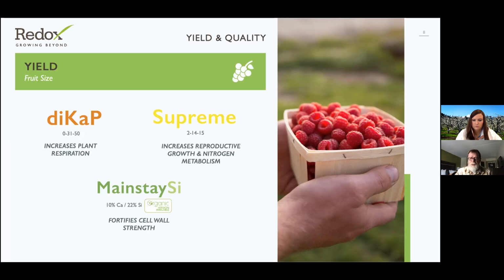Also, Mainstay SI, when we're talking about fruit size and we're talking about improving the quality of the crop, the fortification of those plant cell walls, keeping that plant cell strong and keeping it resistant to outside stresses with pathogens, pest problems and things of that nature, we find that we just don't have those problems when Mainstay SI and Mainstay Calcium are used throughout the growing season. It's also available in an organic.